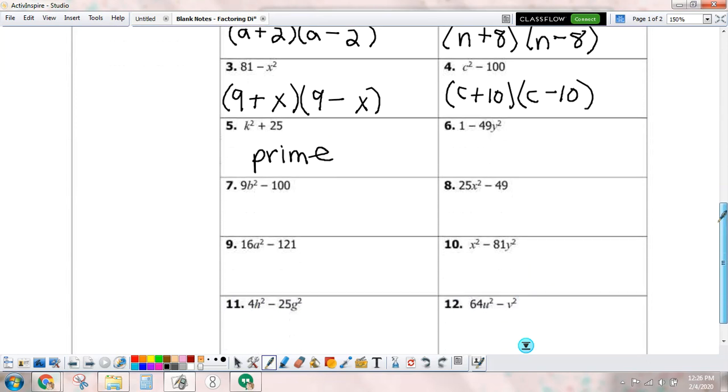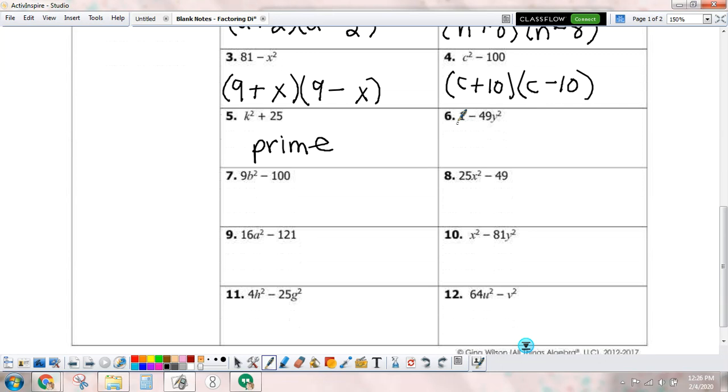So, number 6. For this one, we can do the square root here. We've got a subtraction here, and this cannot be square rooted. So we're going to go ahead and put our parentheses. The square root of 1 is 1, so I'm going to put 1 on both sides. The square root of 49 is 7. The square root of y squared is y. And then 1 is plus, 1 is minus. All right, so go ahead and try 7.